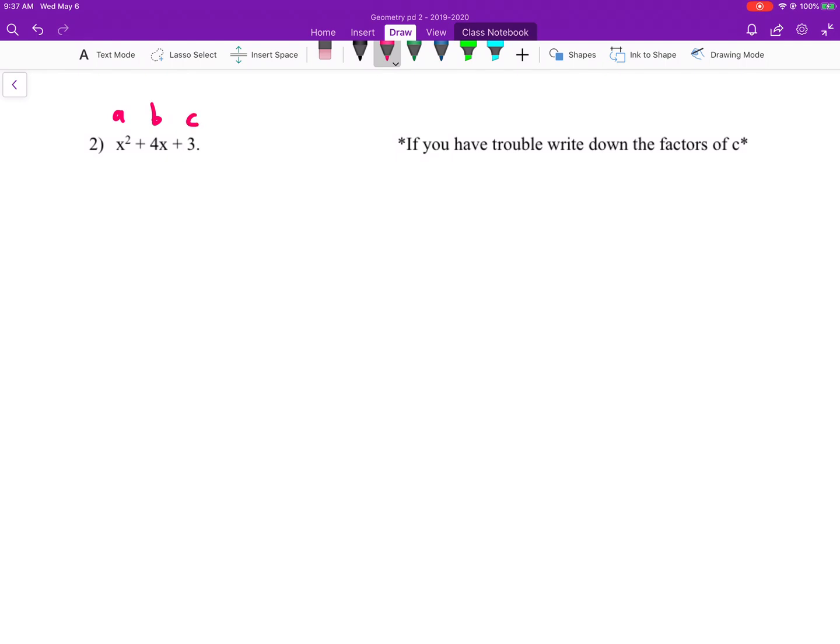So the factors of c, right? 3. I said what that means is factors, right? What multiplies to 3? That would be 3 and 1, right? That equals 3. But also keep in your back pocket, guys, other variations. You might think it's just 3 and 1. It's actually not. We could multiply two negative values. So negative 3 times negative 1 would also give you 3.